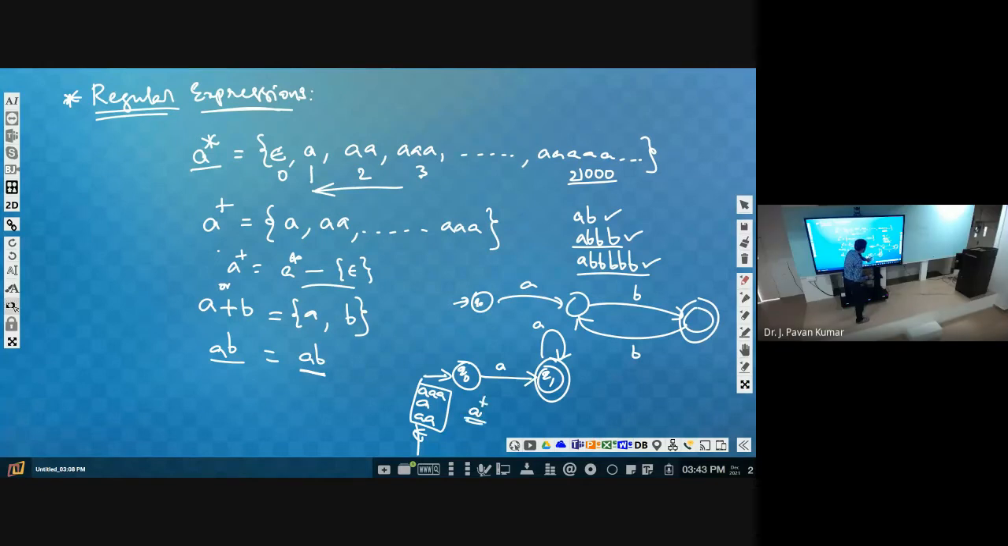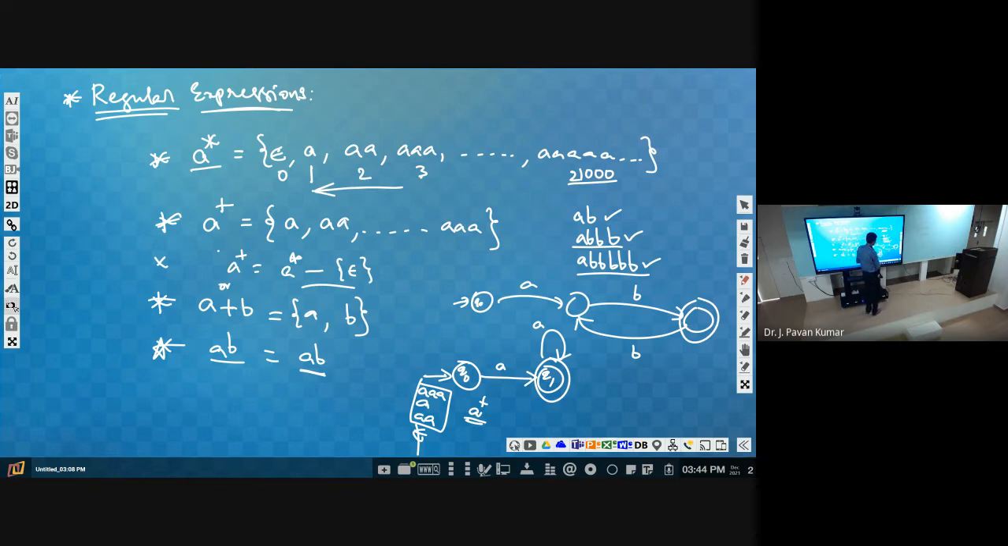This formula is called a regular expression. Whatever strings are accepted by the finite automata can be represented in the form of a formula called a regular expression. For the regular expression, we have these basics: A star means any number of A's, A plus means at least one A will be there, A plus B means either A or B, AB means A and B both. Like this, we will have these as the basics. Of course, one or two might be added. Let us try to work out with this.